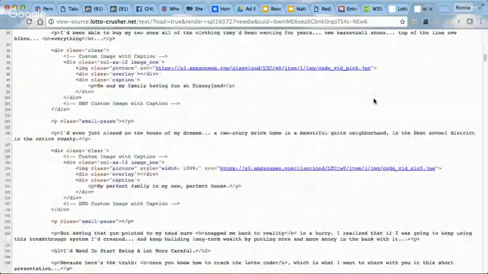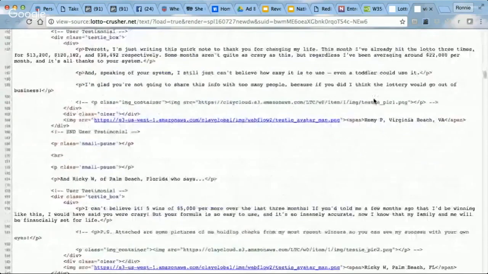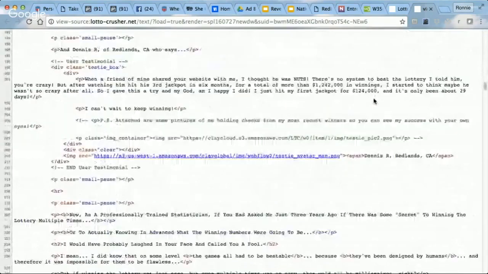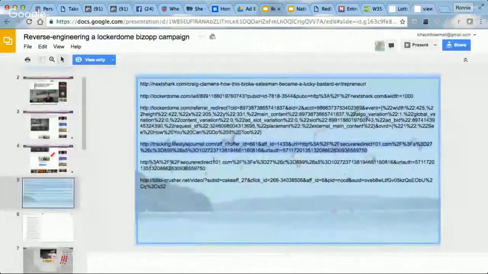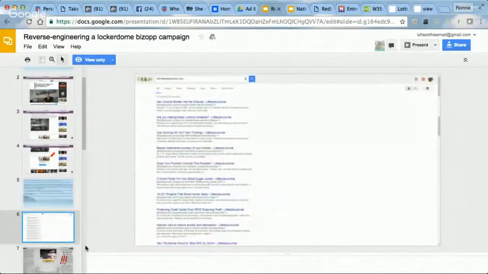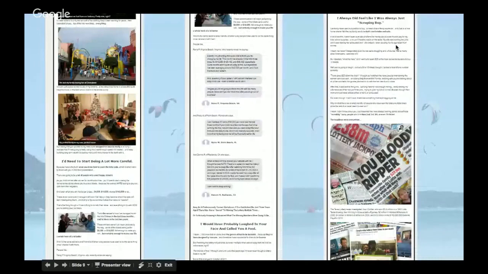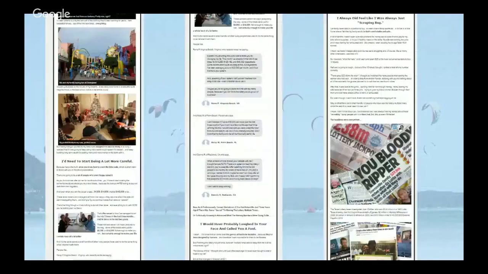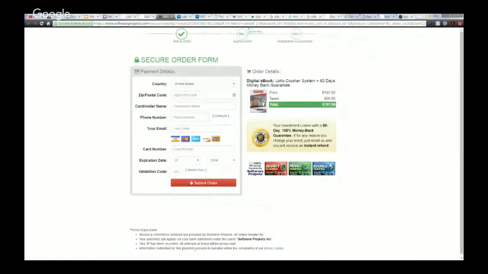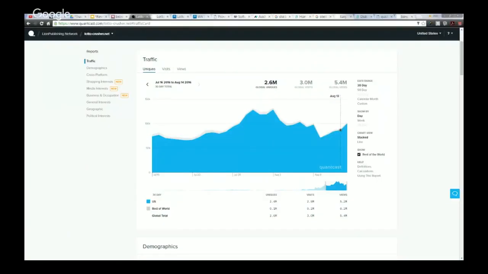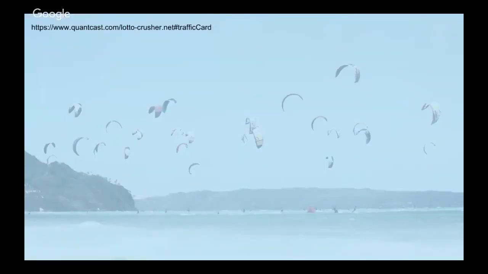Now, I'll go into the coding of some other sites. But basically, I find out a lot of stuff by looking at the coding. We'll keep going on this. So now what I found, I looked at the offer, and it's a $197 offer. It's a straight sale offer.